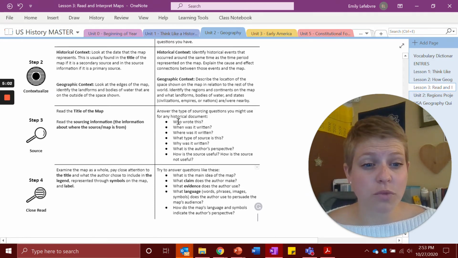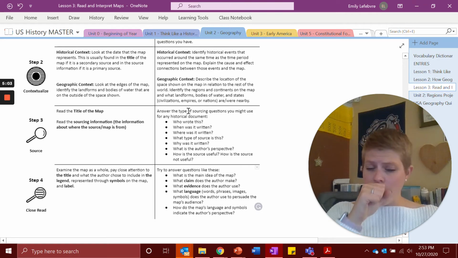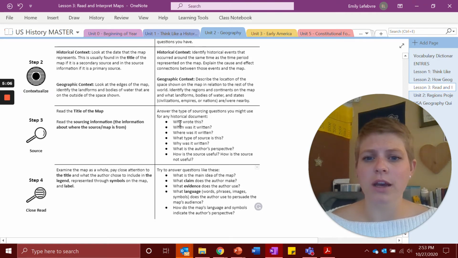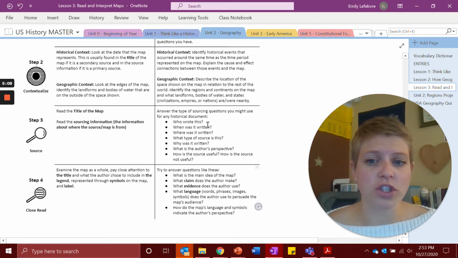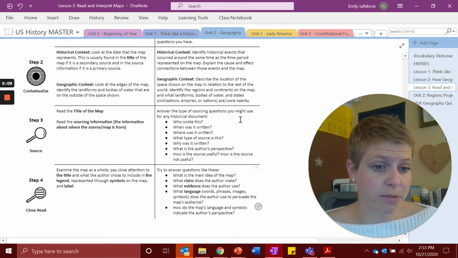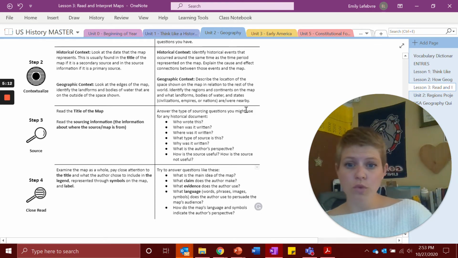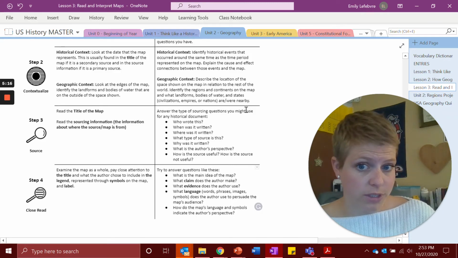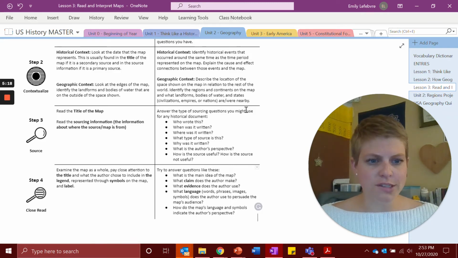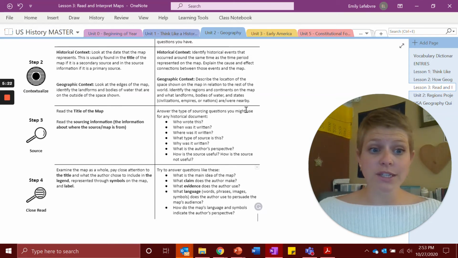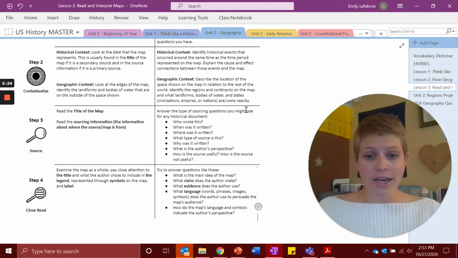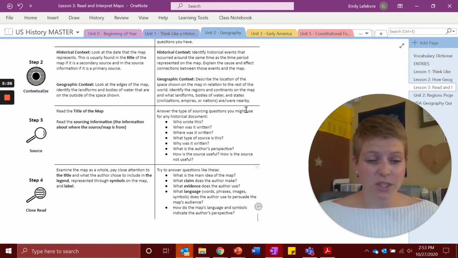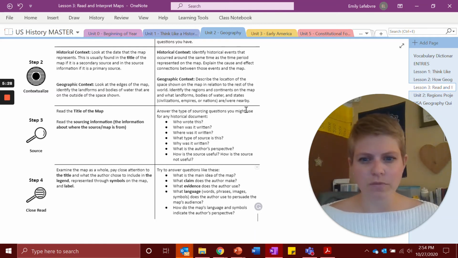Here's some questions of what you should do when you look at those things. Answer the type of sourcing questions you might use for historical documents. They're kind of the same. Who wrote it? When was it written? Where was it written? What type of source is this? That's primary or secondary. Why was it written, right? Why did they make this map? Why did they create this? What's its purpose? What's its job? Think about that.